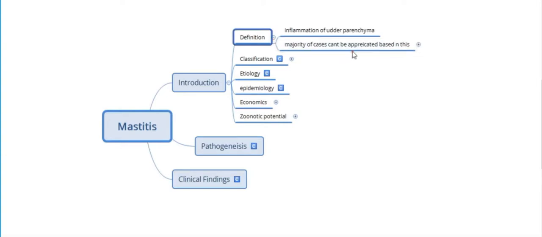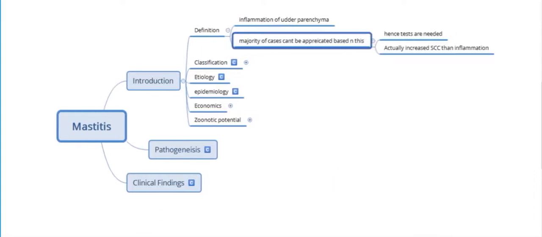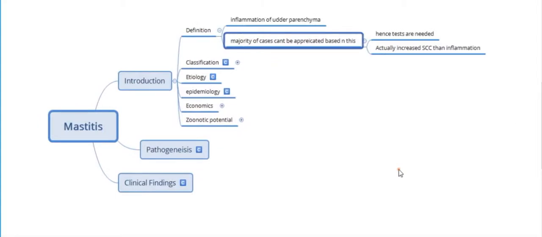So it is very difficult to appreciate bovine mastitis clinically, and many times mastitis may be associated with only a transient or subtle reduction in milk production and an associated increase in the count of somatic cells present in the milk. Hence, certain indirect tests may be needed for diagnosing mastitis in dairy animals. So, that is the definition and the premise on which we will talk about bovine mastitis.